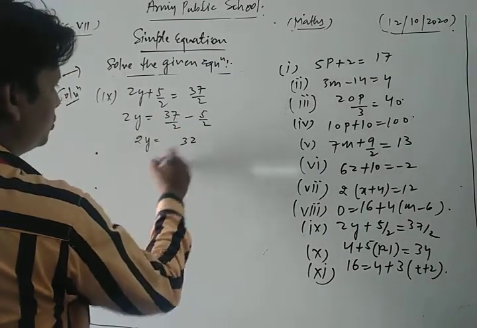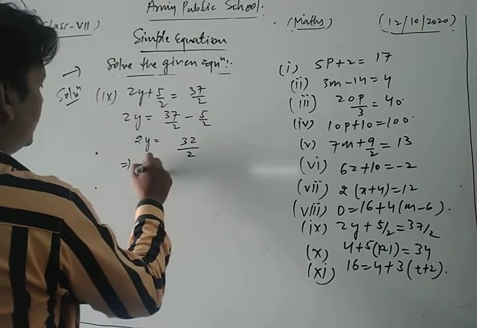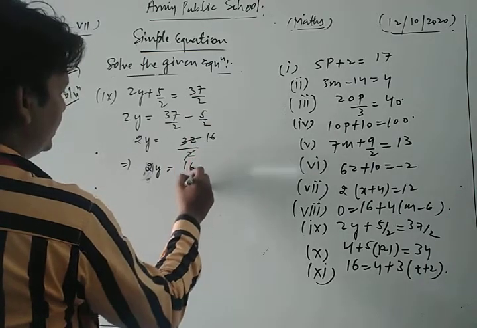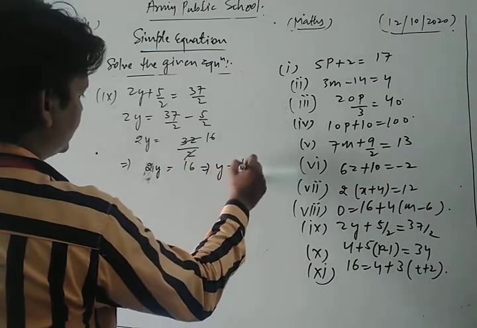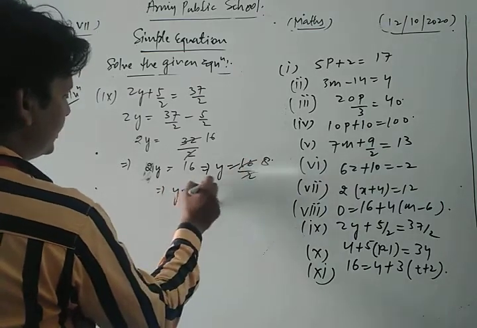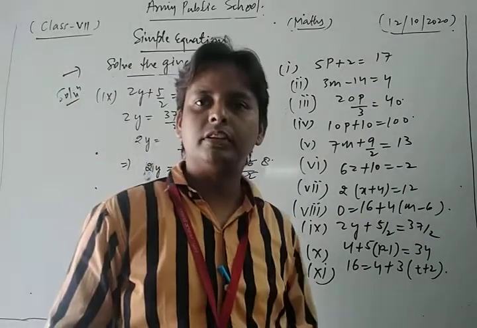37 minus 5 is what? 32 upon 2. Now we get 2y is equal to 2 sixteens are 32, 16. Thus the value of y is 16 upon 2, that 2 eights are 16. Thus the value of y is 8. So this is our required solution of the given equation.